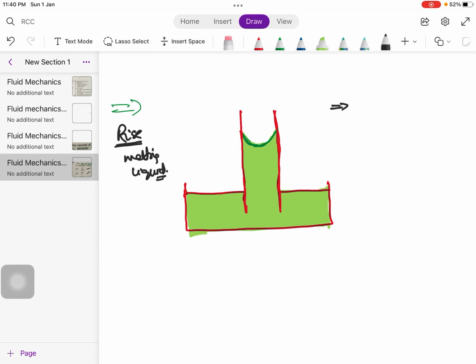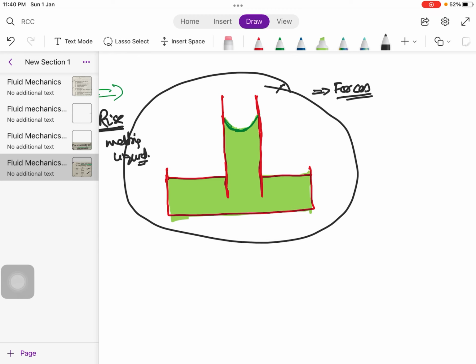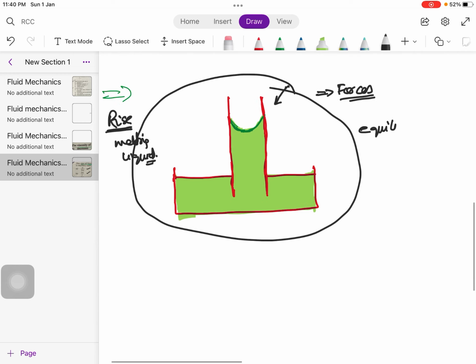Secondly, let us try to understand the forces which exist in this system. A capillary tube is immersed in a liquid, the liquid rises, and an equilibrium position is obtained. In this equilibrium position, let us try to understand the forces in equilibrium.